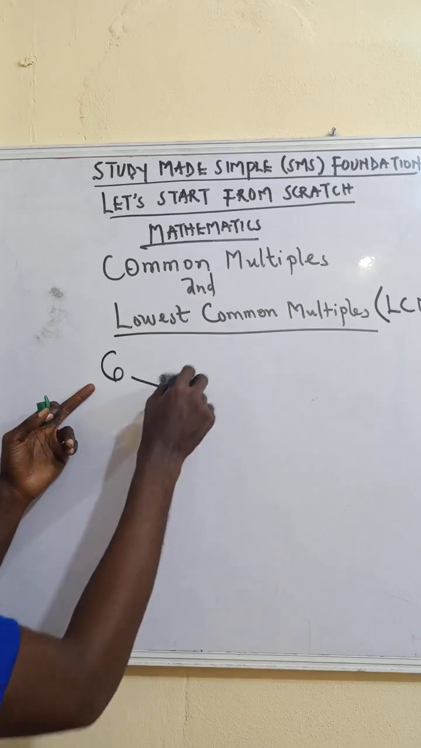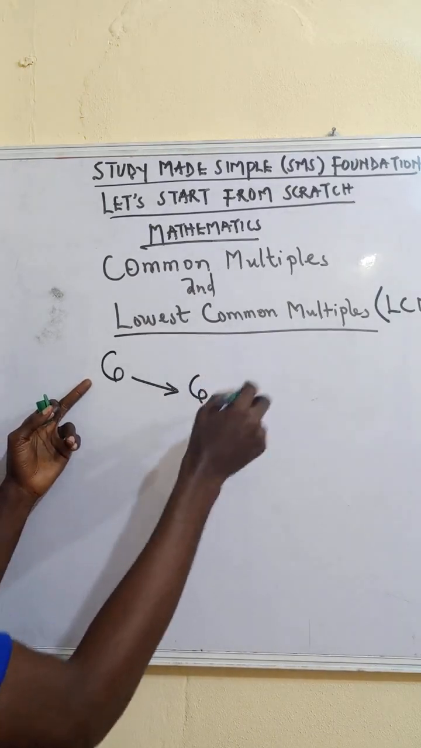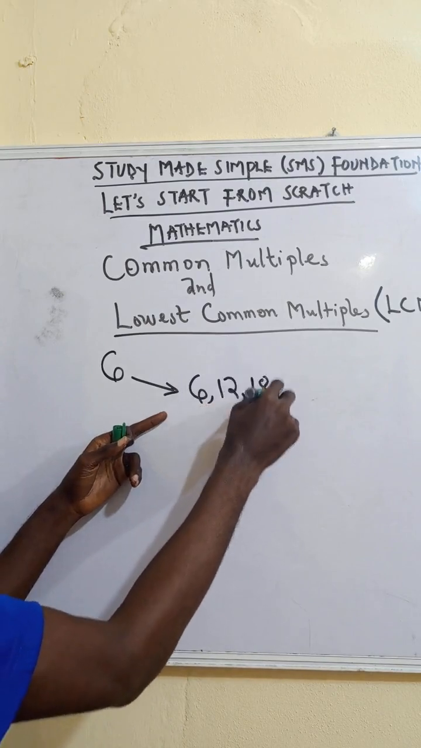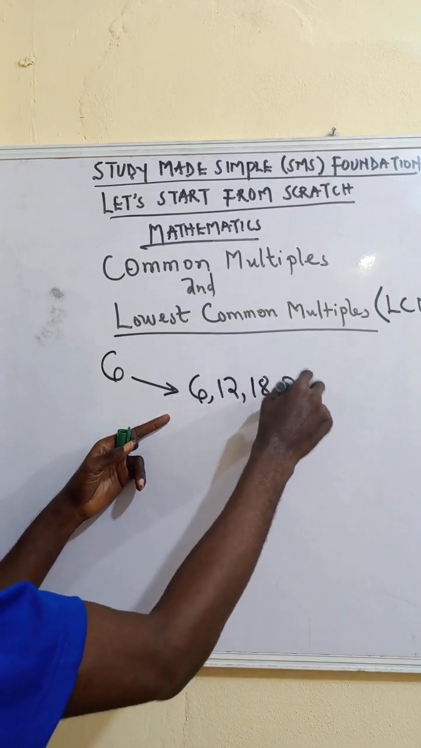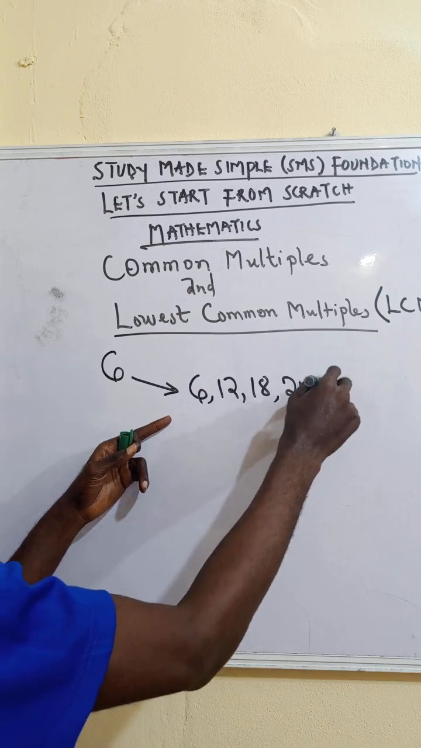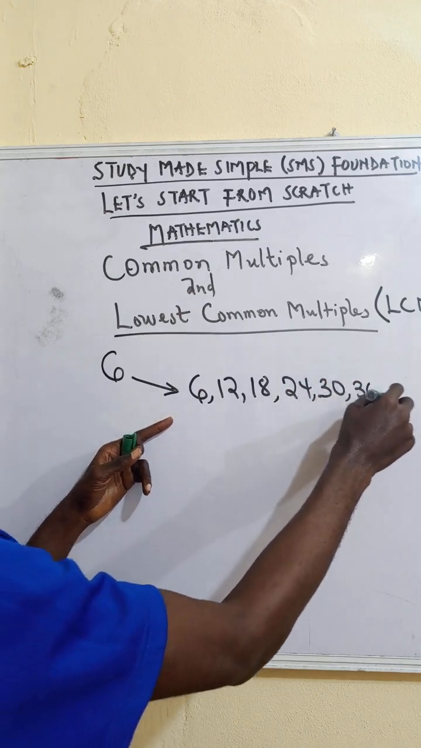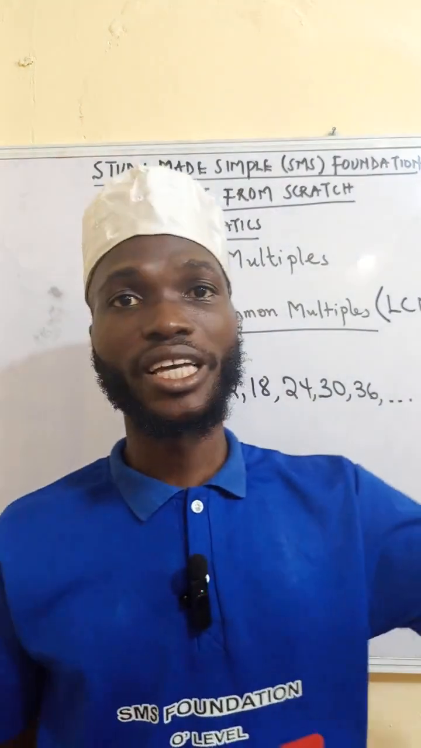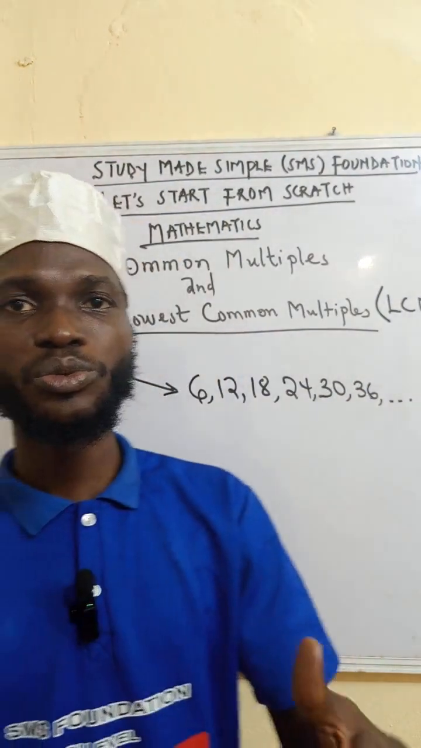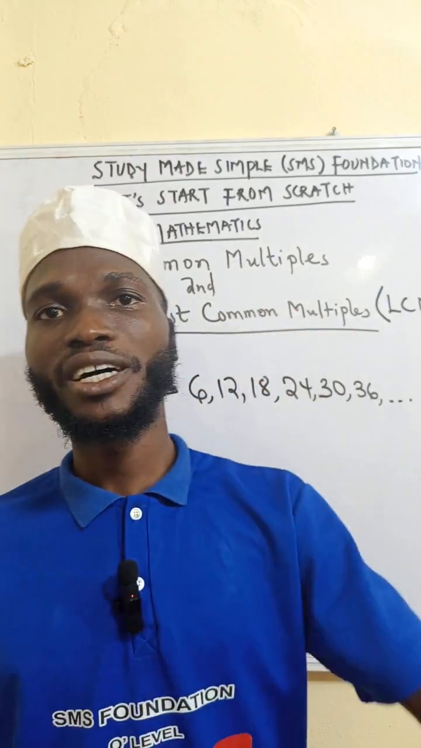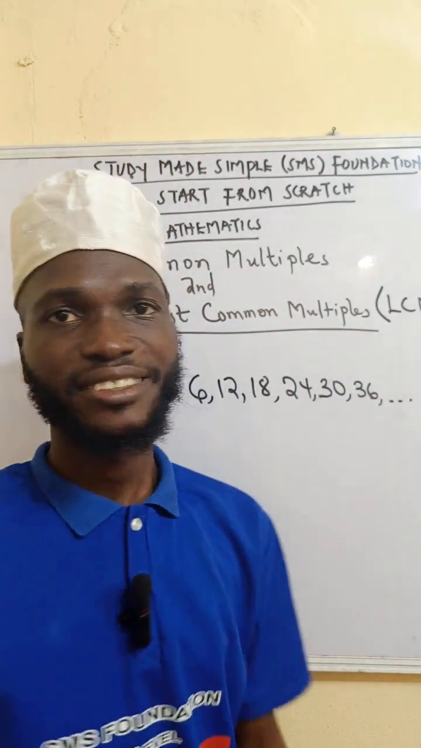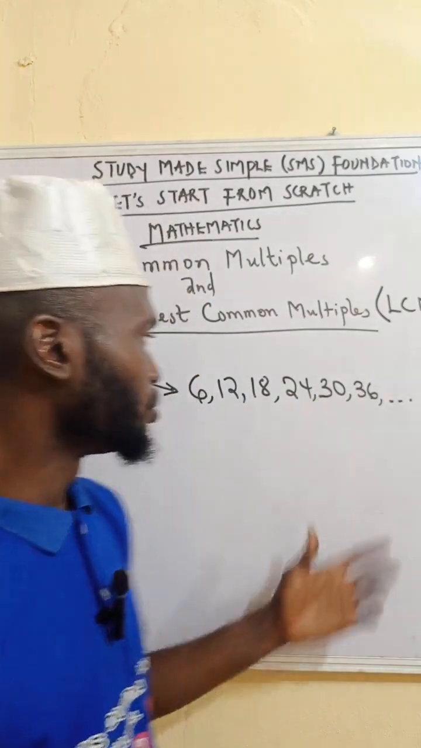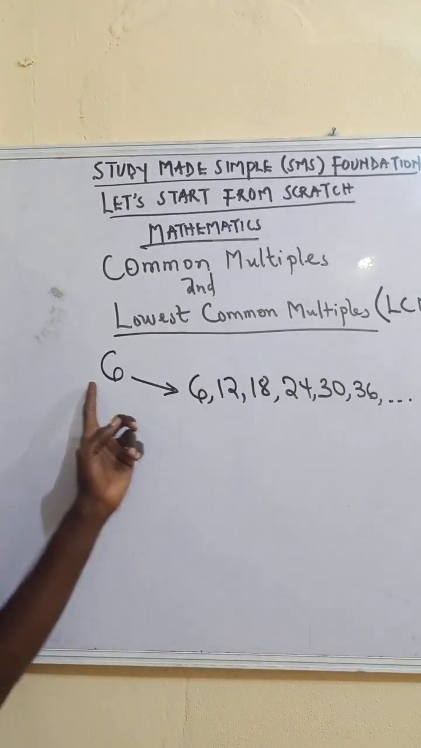So what are the numbers that 6 can divide? Starting from 6 itself, 6 times 1 is 6, 6 times 2 is 12, 6 times 3 is 18, 6 times 4 is 24, 6 times 5 is 30, 6 times 6 is 36, and it goes like that. Remember I said we cannot get to the end of multiples. The multiples of every number are infinite. So you can't get to the end. Good. These are the multiples of 6.